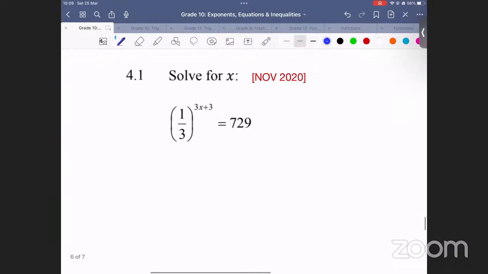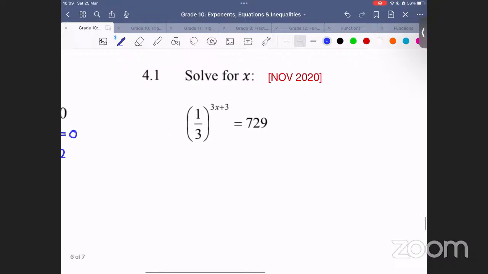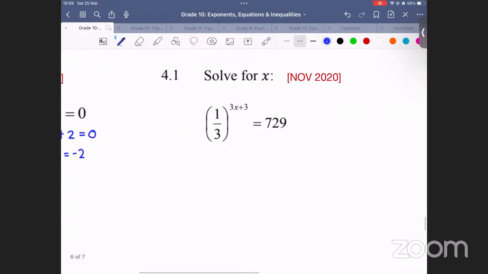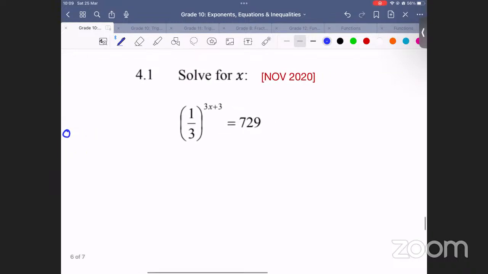Okay, let's look at an example like this, which we've done before. What was I going to say? I totally forgot. But either way, this is an exponent example.